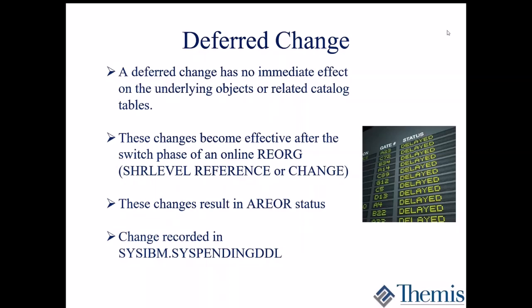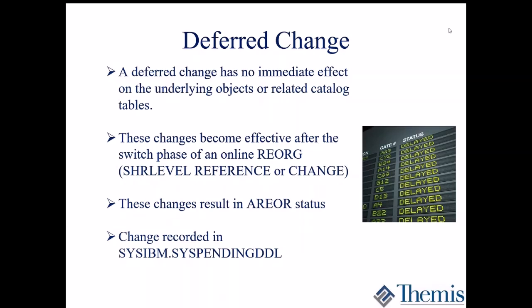And this can change from one release of DB2 to another, and it can change based on some of your zparm settings. It can change based on what kind of table space you're altering. So a deferred change is one that has no immediate effect, either to the baseline catalog objects or to the underlying page set. The changes become effective in the switch phase of an online reorg.